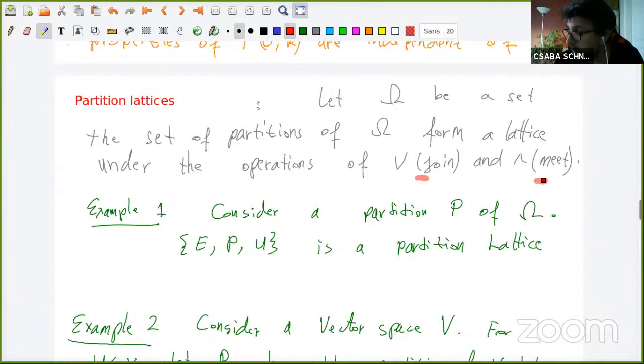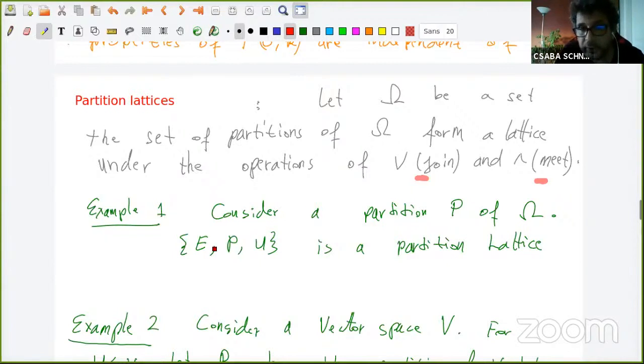And of course, you can consider sublattices. A partition lattice would be a set of partitions which is closed under these two operations. And we also assume that the partition lattice contains the trivial partition into singletons, and also the universal partition, which contains only one block. One trivial example is that you can consider a partition P on the set omega, and the partition lattice generated by a single partition would contain three partitions. I mean, you could consider a trivial partition, but assume this partition is non-trivial.